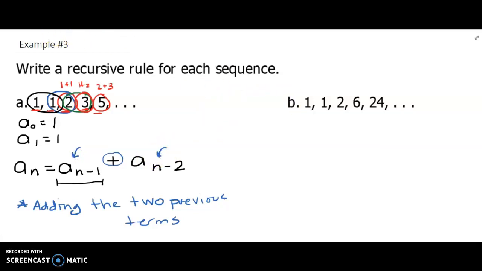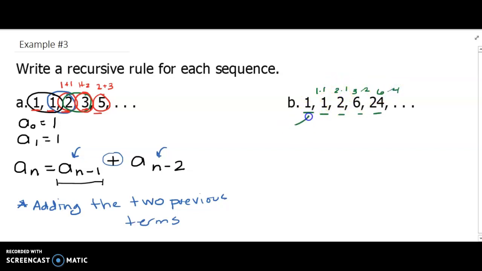All right, let's look at B now. I have 1, 1, 2, 6, 24. So I immediately see 1 times 2 is 2, 2 times 3 is 6, 6 times 4 is 24. So I'm going to write that. This is 1 times 1. This is 2 times 1. This is 3 times 2. This is 4 times 6.